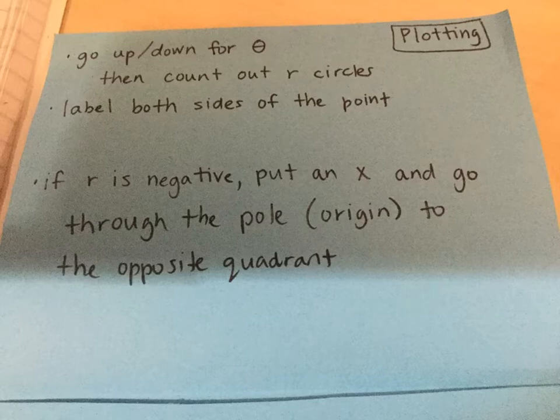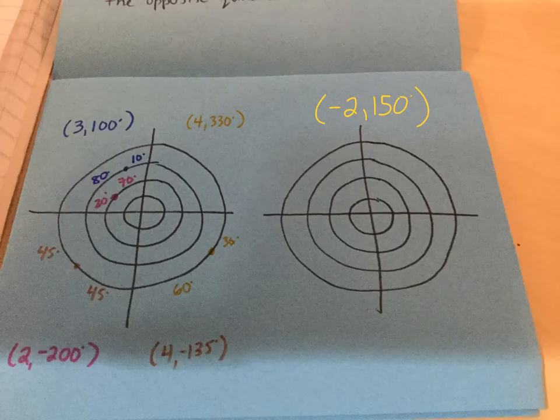So I've added this part to my notes up above. If r is negative, we put an x, we go through the pole, which is the origin, we go to the opposite quadrant. When we start doing the graph, hopefully this will make more sense. Again, pause until you're ready to see the graph. We're only going to graph 2 points on this polar graph.